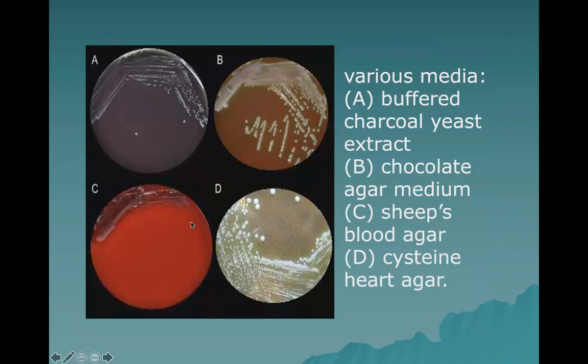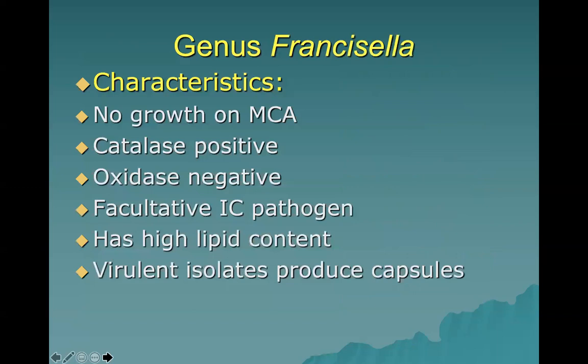Various media can be used for the culture and isolation of the organism, Francisella. For A, it is the buffered charcoal yeast extract used to culture the organism. For the B, this is the chocolate agar medium. Letter C is the ship blood agar, and letter D is the cysteine heart agar. So the organism has no known growth on MacConkey agar. It is not able to grow on MacConkey agar.